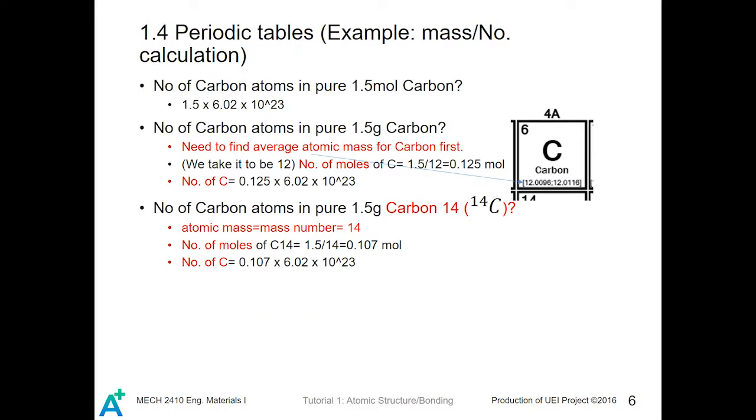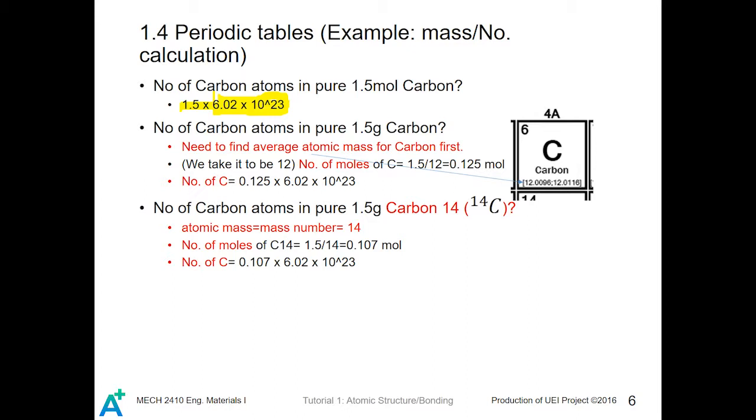Okay, we can use the equations or the definitions from the previous slide to calculate some questions. The first question is the number of carbon atoms in pure 1.5 mole carbon. One mole is equal to this number, 6.02 times 10 to the 23 power, which has another name, the Avogadro constant. You just multiply 1.5 by this constant, and you get the number of carbon atoms.